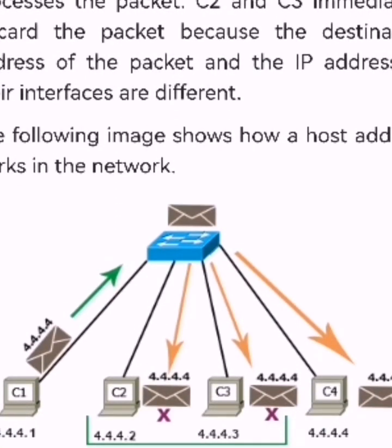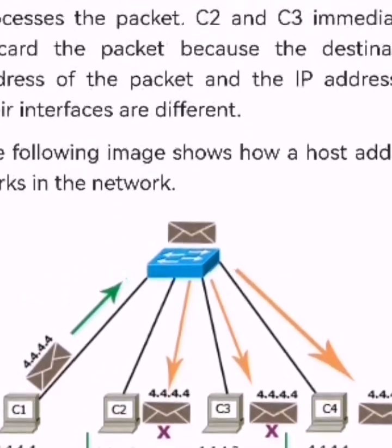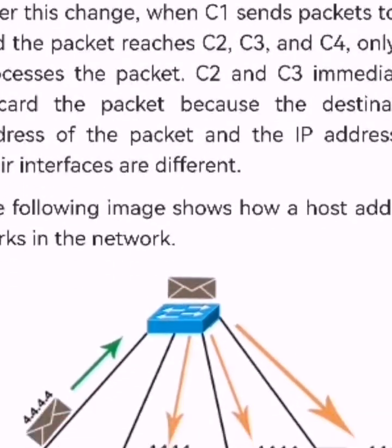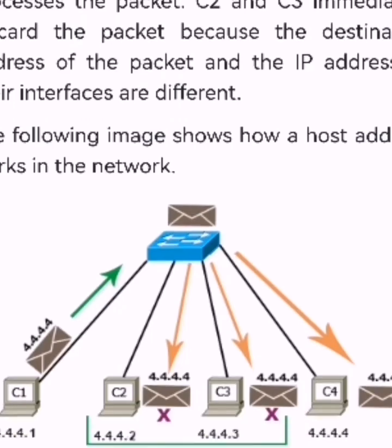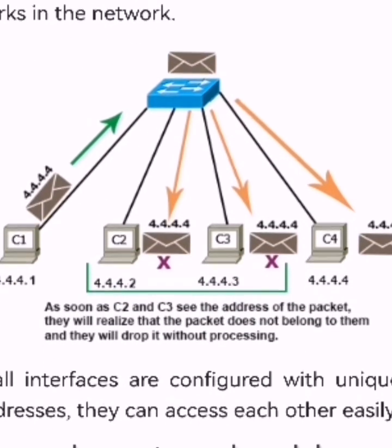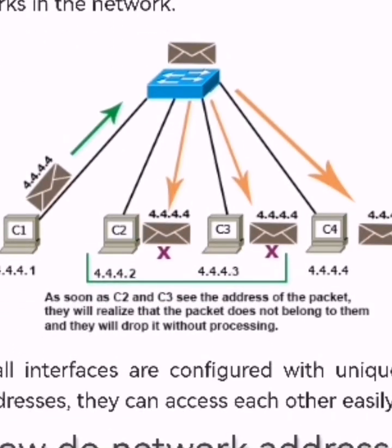only C4 processes the packet. C2 and C3 immediately discard the packet because the destination address of the packet and the IP addresses of their interfaces are different. The following images show how a host address works in the network.